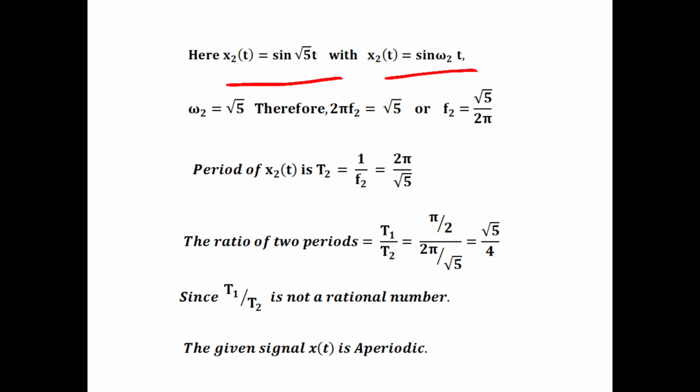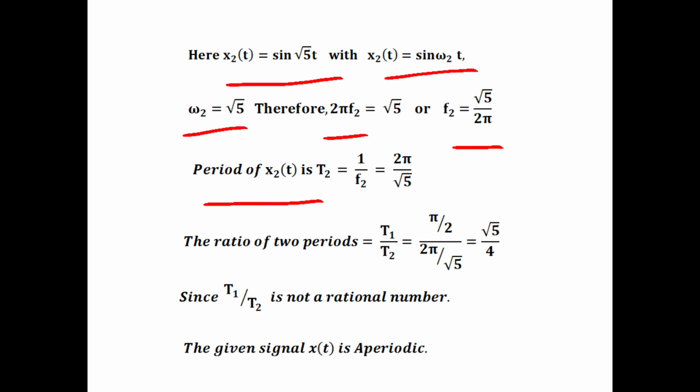Compare it with the general expression, or you can write the coefficient of t as omega. Omega 2 is equal to root 5. So, omega 2, 2 pi f2 is equal to root 5, or f2 is equal to root 5 by 2 pi. What is the period? Period is nothing but the reciprocal of what?